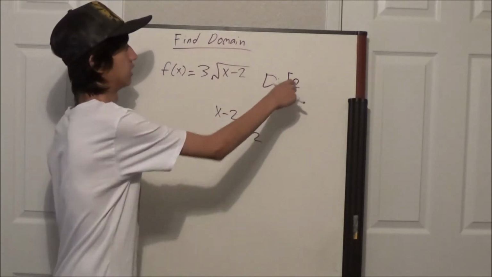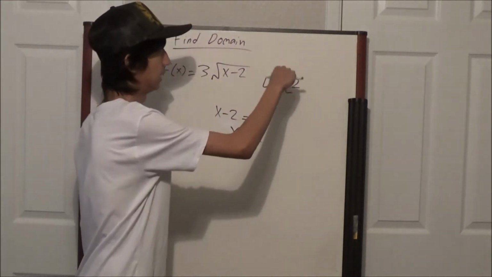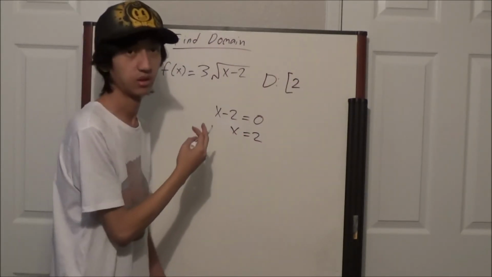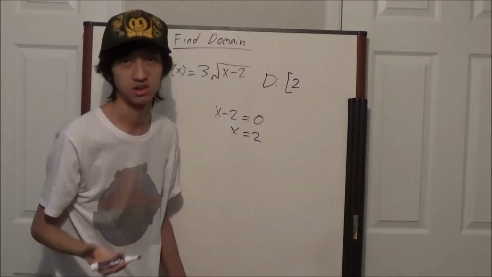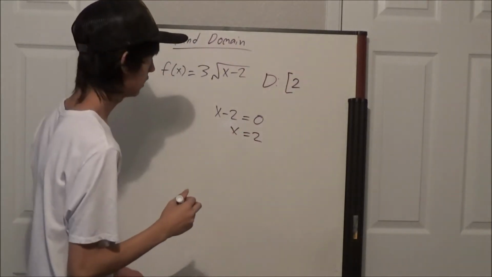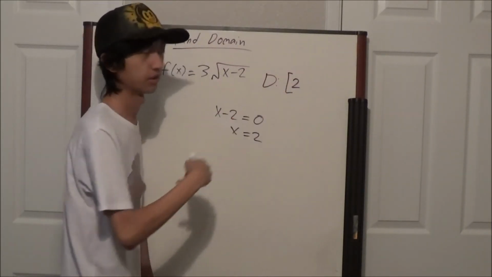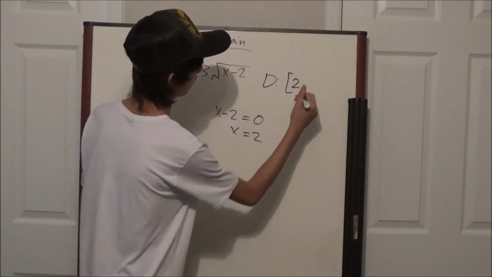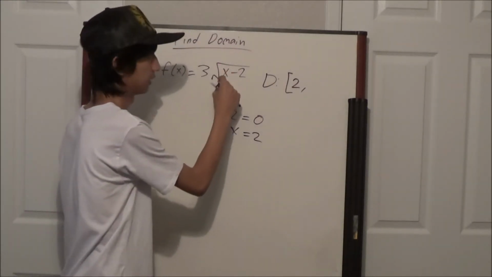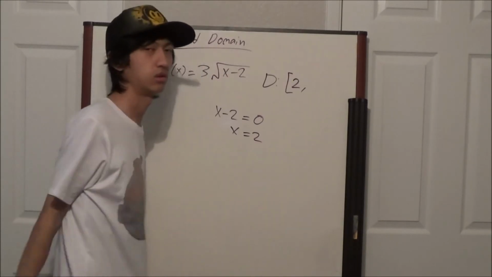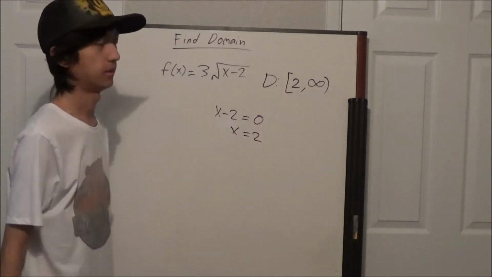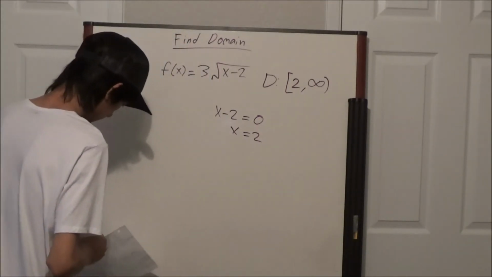So the domain would just start at 2. Brackets means exactly at 2, because you can plug in 2. When you plug in 2, it's just 0, and that's fine. So we put a bracket, but it cannot be any lower than 2. So that's why we stop it right there. All the way to, and then whatever is a big number, it won't get to negative. So we could just put infinity here. So that would be our domain for this function. Okay?